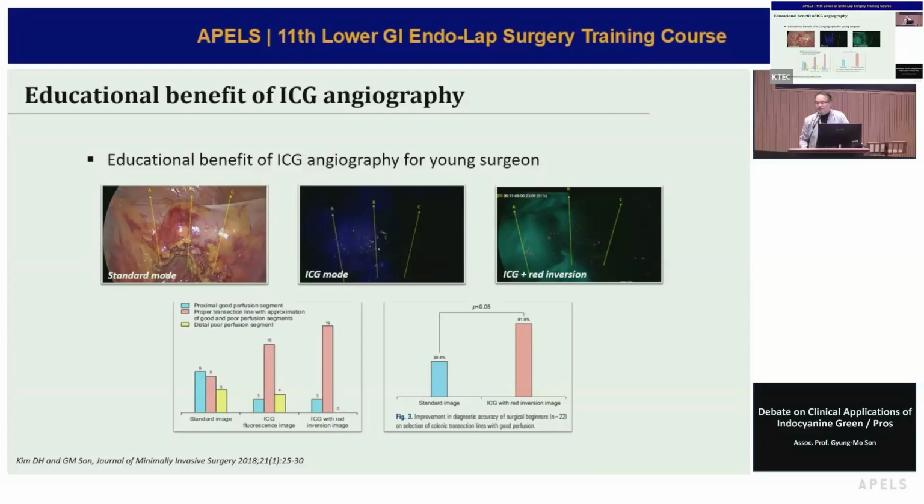I have a study on the educational benefit of ICG angiography for young surgeons. Actually, they were surgical residents and medical students. Just using this ICG image, their accuracy of determining the transection line improved 2 times compared with the conventional image. So I want to recommend ICG for young surgeons, not for experienced surgeons. You never use the ICG. You know everything.